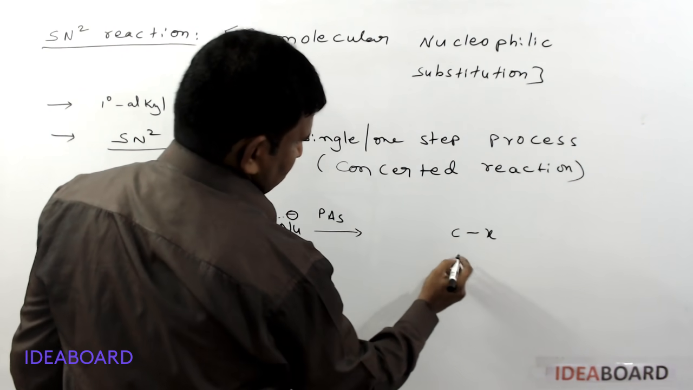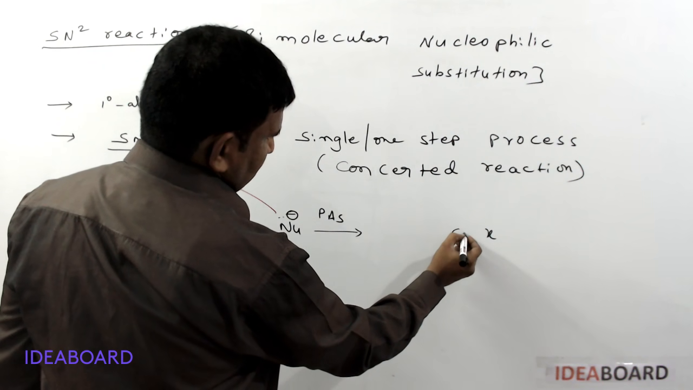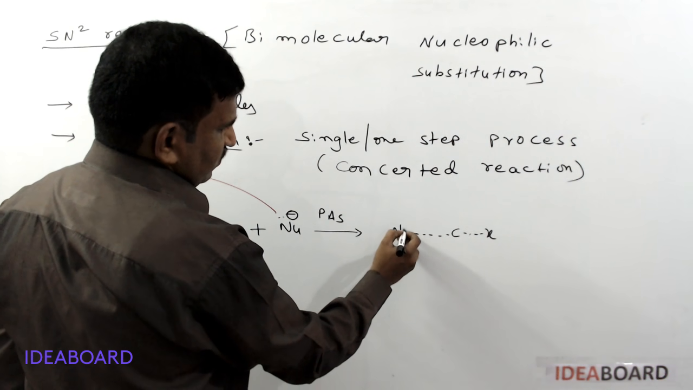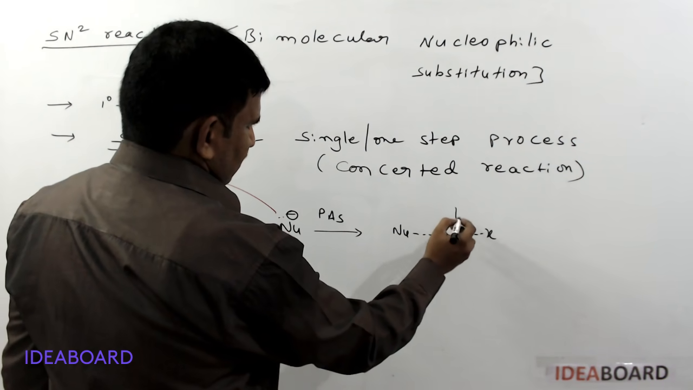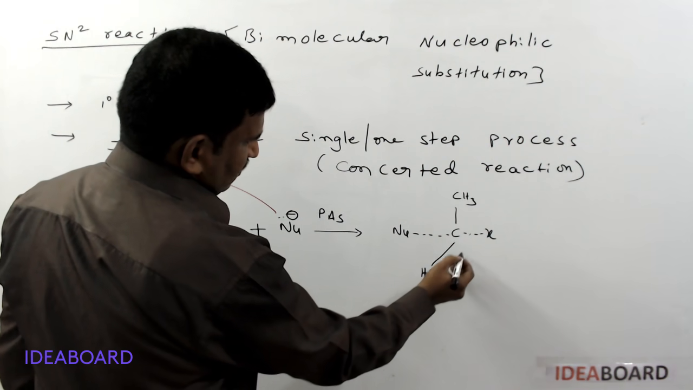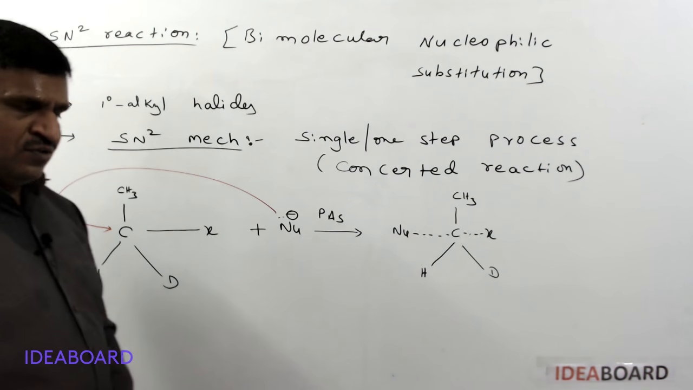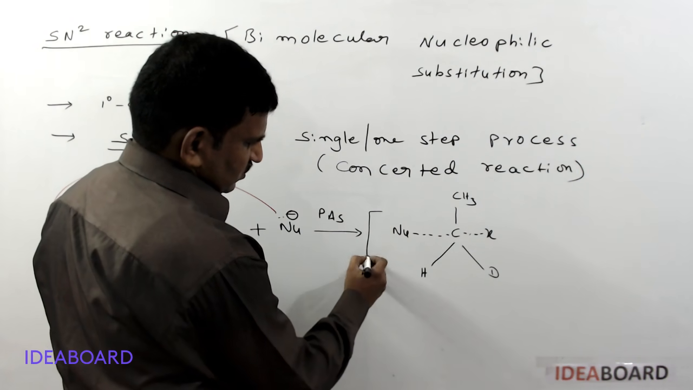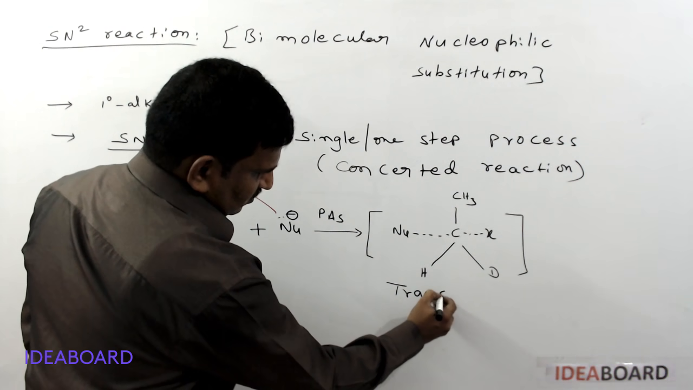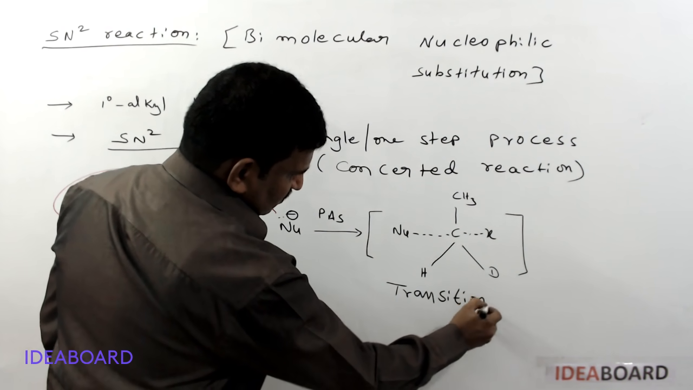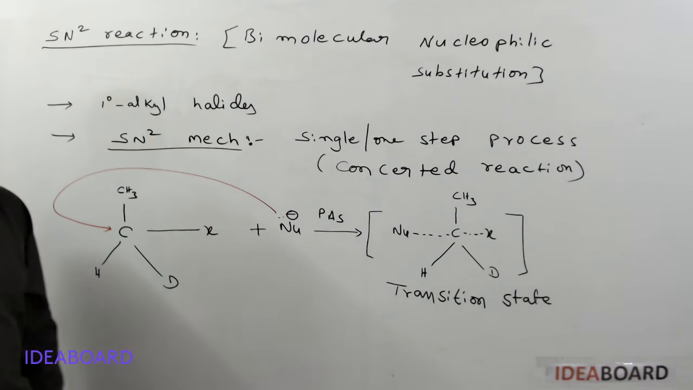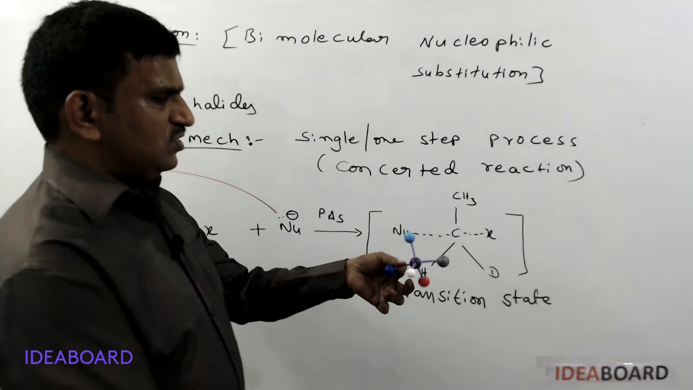The C-X bond is slowly dissociating, so we write it with a dotted line, and a new bond is forming between the nucleophile and the carbon atom. The other bonds remain undisturbed: CH3, hydrogen, and deuterium. This is the structure we get as a reaction intermediate, and it is called the transition state. So the SN2 mechanism occurs through transition state formation. This is the transition state molecule.